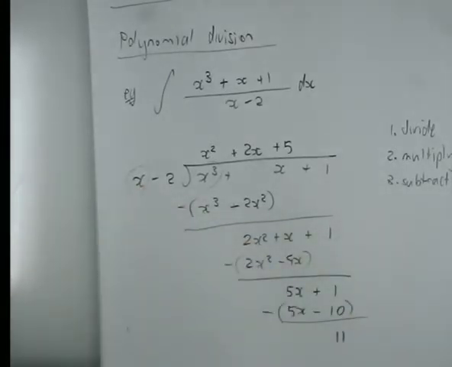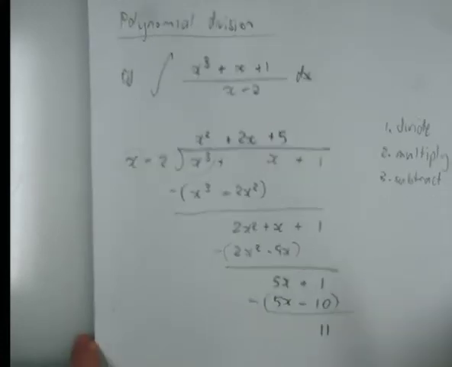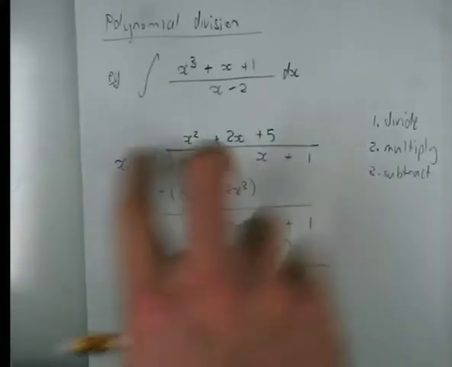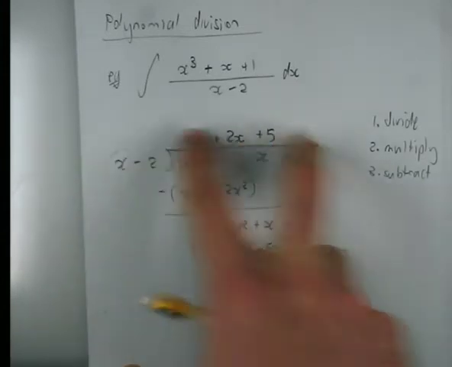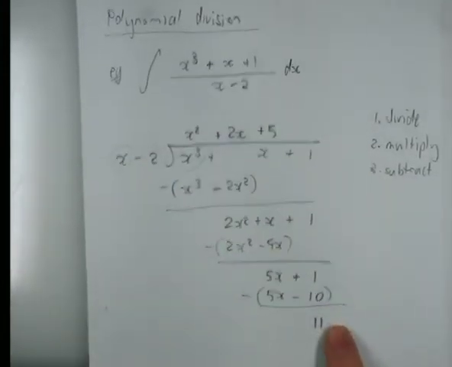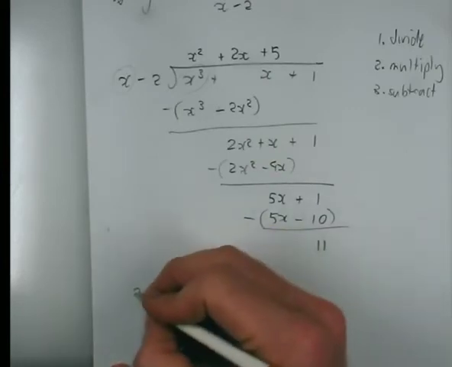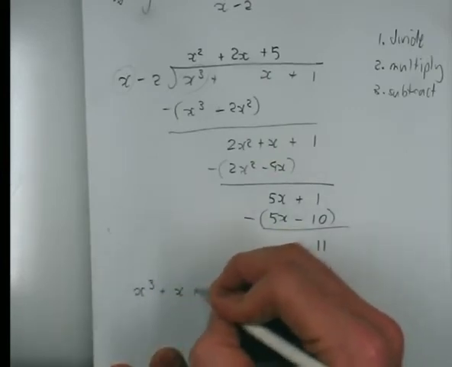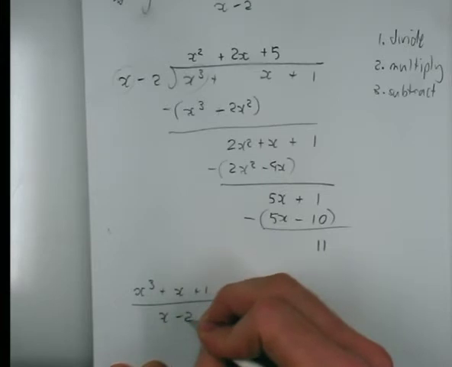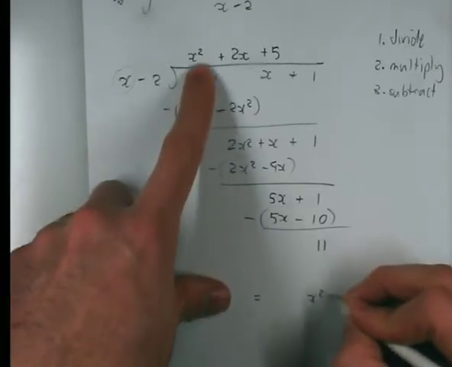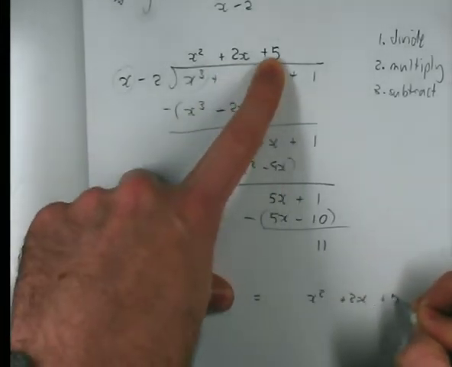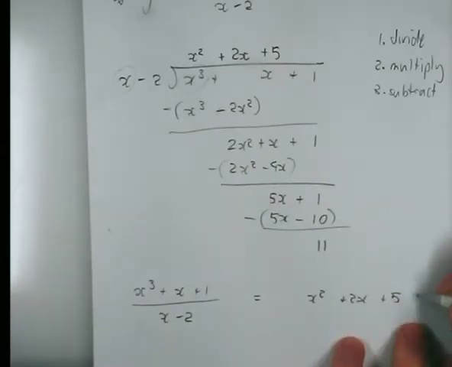I've run out of polynomials. That's going to give me 11 over x, and that's not helpful. So I'm going to leave it. But actually I do that division eventually. So what this tells me is that this divided by this is this, that left over. So I have that x cubed plus x plus 1 divided by x minus 2 is x squared plus 2x plus 5 plus 11 over x minus 2.